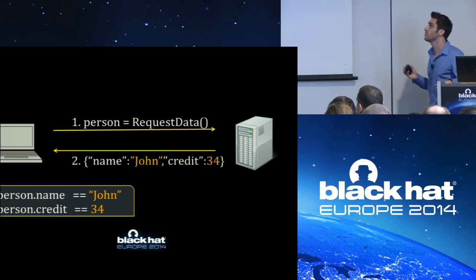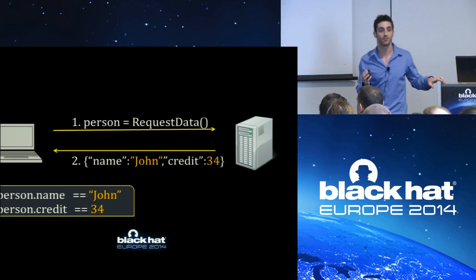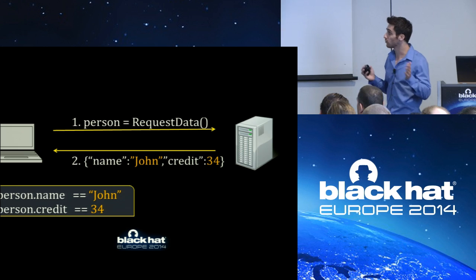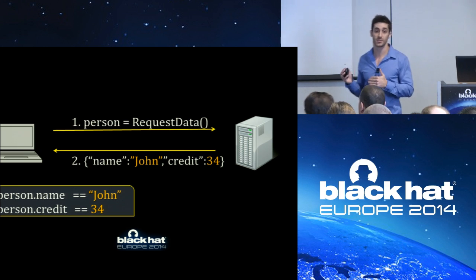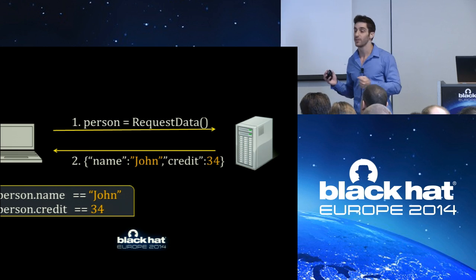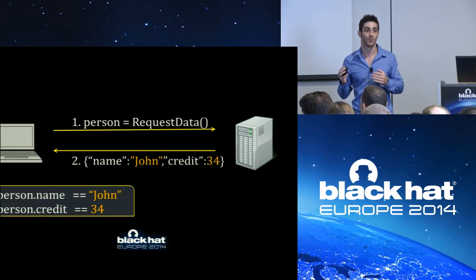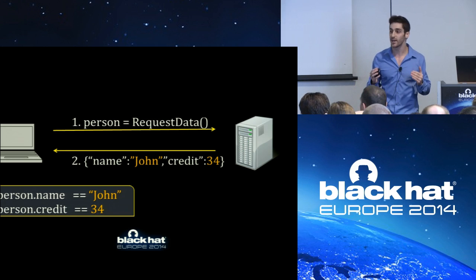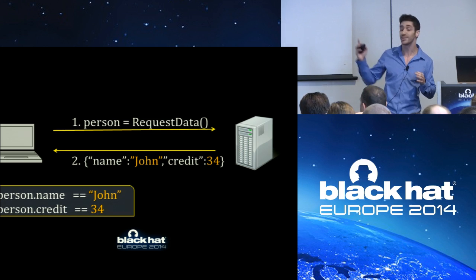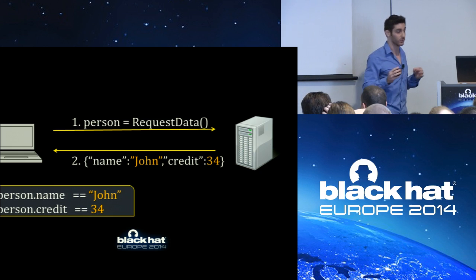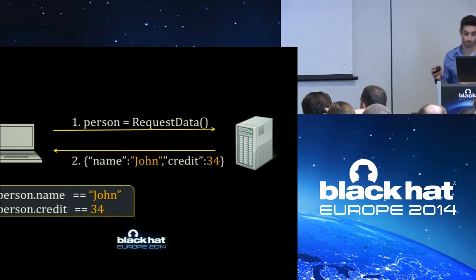So let's take an example. A web application requests data from a web server, let's say a person's data. The web server responds with this JSON formatted data, and therefore the web application can easily parse this data and create a person object with a name and a credit. So this is how simple JSON is.